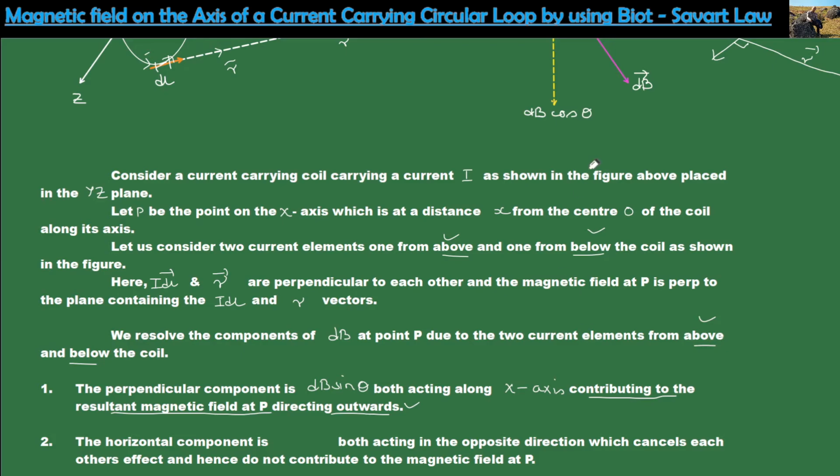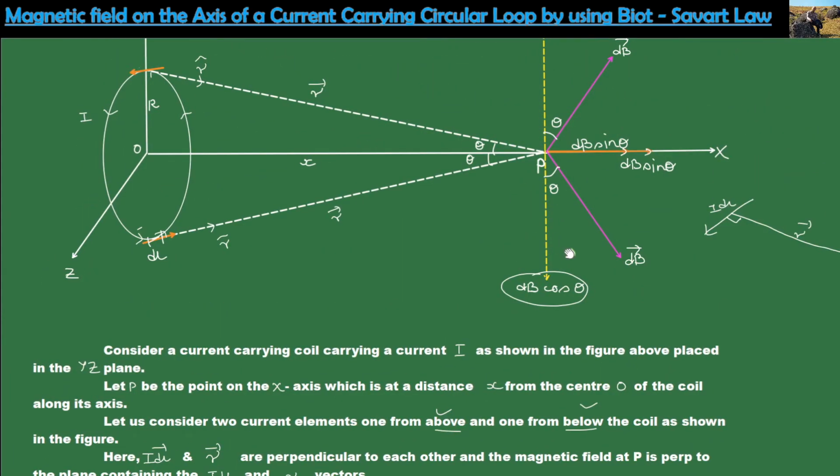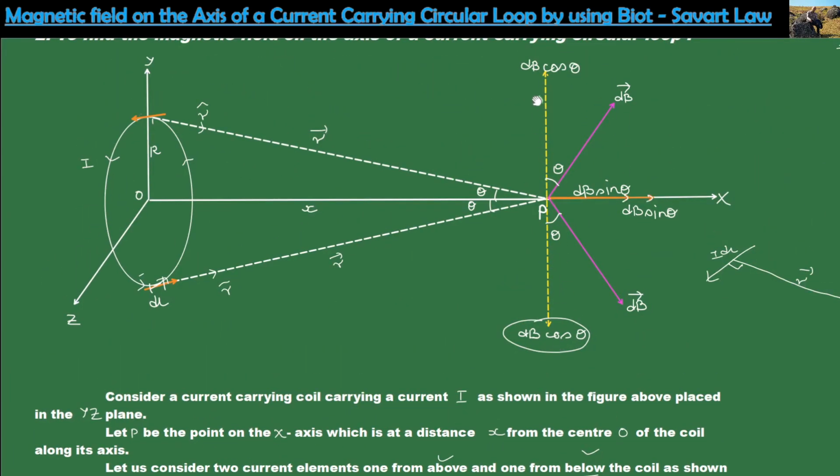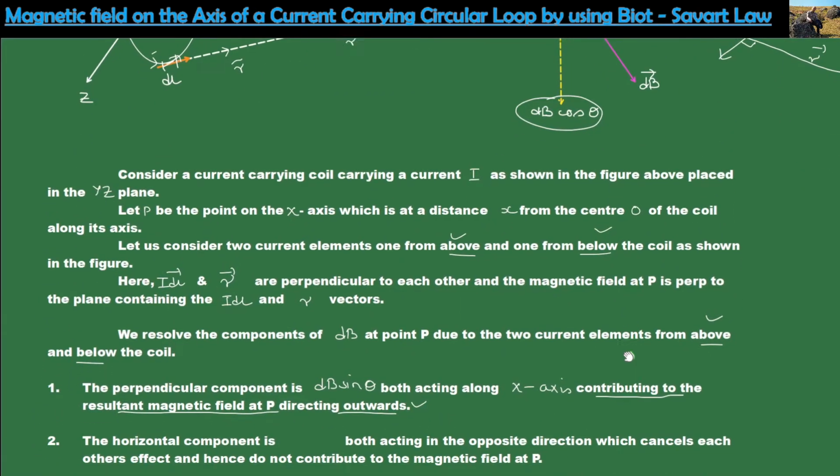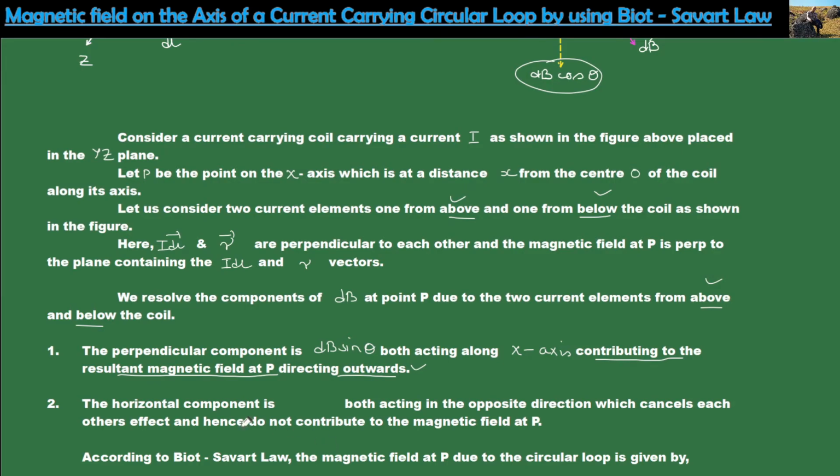But this dB cos theta, one is directed downwards and one is directed upwards. That means they are in opposite directions, so they will cancel each other's effect. So the horizontal component is dB cos theta. Both are acting in opposite directions and cancel each other's effect, and hence they do not contribute to the total magnetic field at that point P.